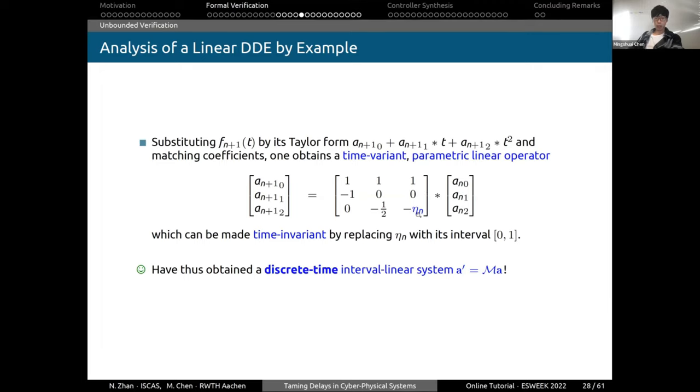We know that this error necessarily lies in the interval 0 up to 1. So we can replace this by this new interval. And now we have a discrete time invariant linear system, which is nothing but a matrix M here. All right, so the derivative of an interval vector is the matrix M times the interval parameters. Why is this interesting?